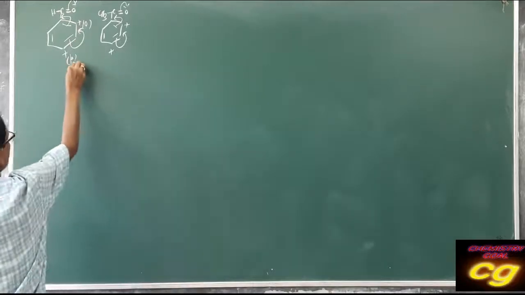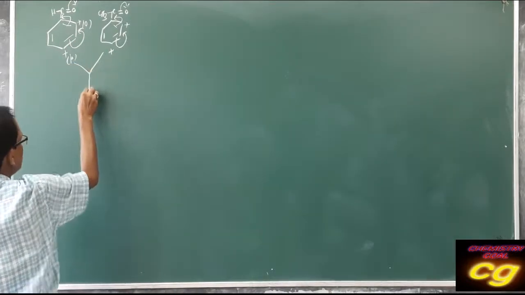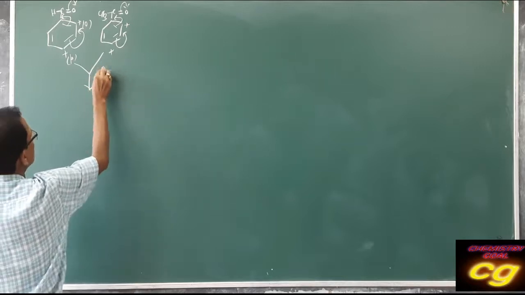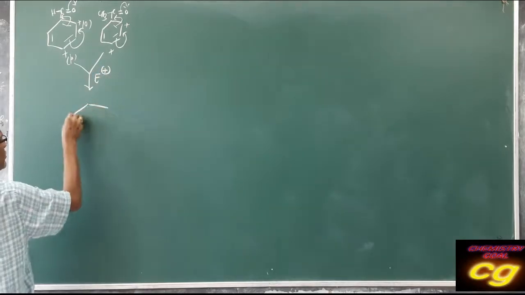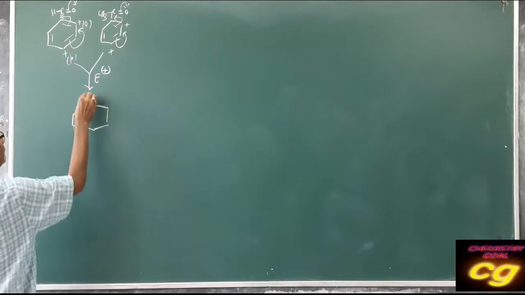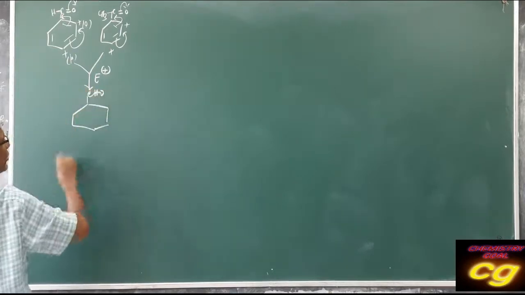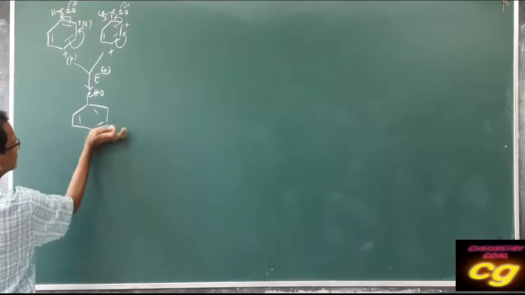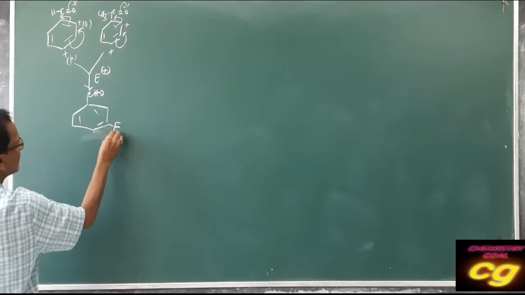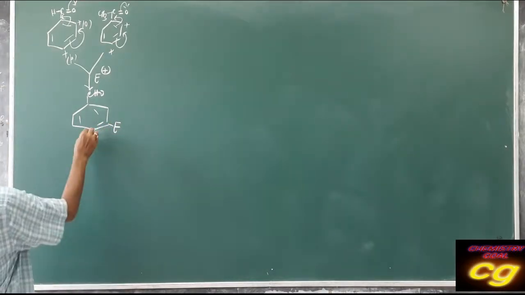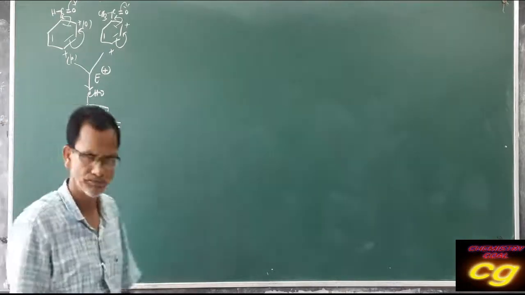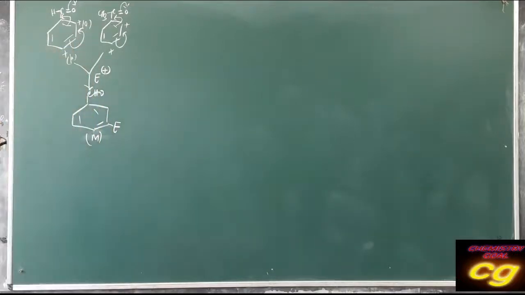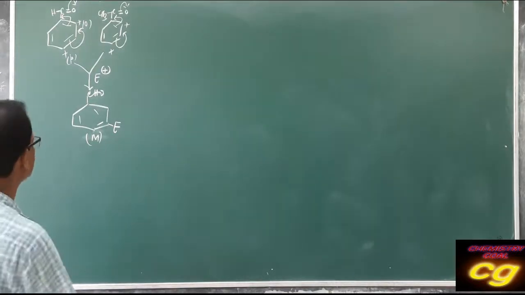So in both cases, if you use an electrophile, suppose this is aldehyde or ketone, the product will be mainly the meta substituted product, because ortho and para are getting more positive charge by resonance. So what are the electrophilic substitution reactions of aldehyde and ketone? Already we know, let us discuss this.